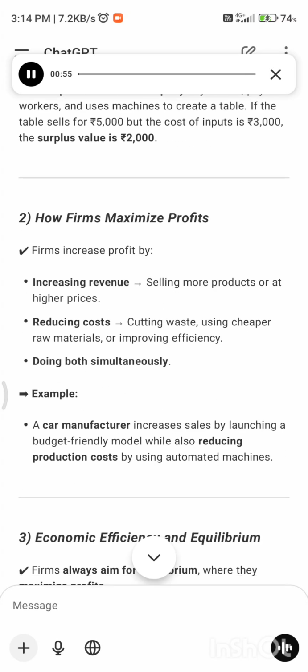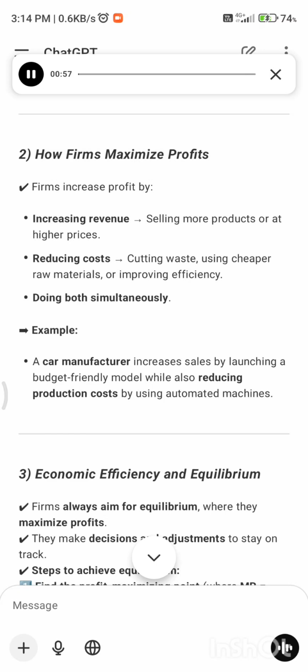2. How firms maximize profits. Firms increase profit by increasing revenue, selling more products or at higher prices, reducing costs, cutting waste, using cheaper raw materials, or improving efficiency, or doing both simultaneously. Example: a car manufacturer increases sales by launching a budget-friendly model while also reducing production costs by using automated machines.